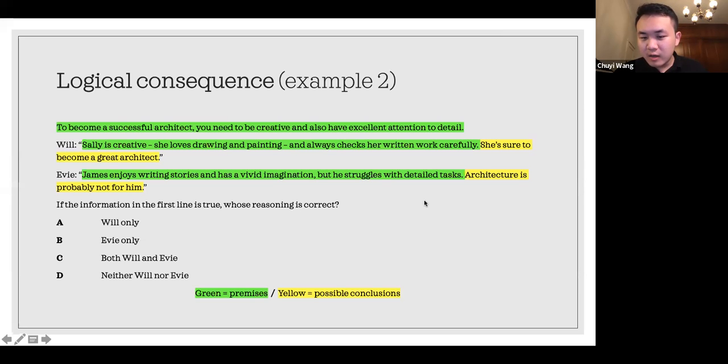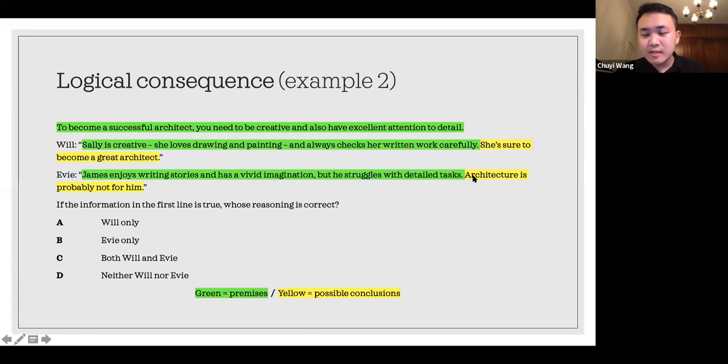That's not necessarily the right conclusion because checking written work carefully does not necessarily mean that you have an excellent attention to detail. That could be very, very different things. You could be checking your written work carefully, but for example, when you're doing another task which involves your hands, or to be an architect, you're going to have to do that, then that's not necessarily true. So we can only use what's given to us in the question. And this is where a lot of students actually got this question wrong.